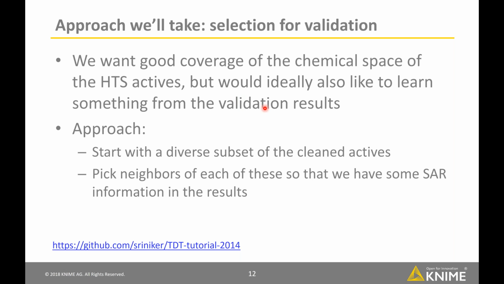So for this particular assay, there were about 1,500 hits. We want to have good coverage of the chemical space of those 1,500 hits, but when we generate validation results, it'd be really nice if we also had a bit of structure-activity relationship that we could learn from that. So the approach that Sarina proposed in her tutorial is to start with a diverse subset of the actives. If we want to suggest 100 compounds, for example, we would start with 20 diverse compounds and then pick 4 neighbors around each of those, so that we have a bit of SAR in the results. Let me show you what that actually looks like.